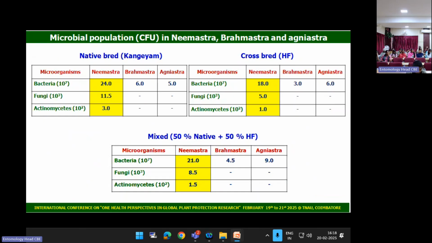So this is the microbial population. These Nemastra are prepared out of native breed cow dung and cow urine, crossbreed, and a mix of both. They had the maximum population of bacterial colonies, fungi as well as actinomycetes. Since Brahmastra and Agnyastra were prepared by a hot preparation, we could get only the population of bacteria, not the fungi and actinomycetes.